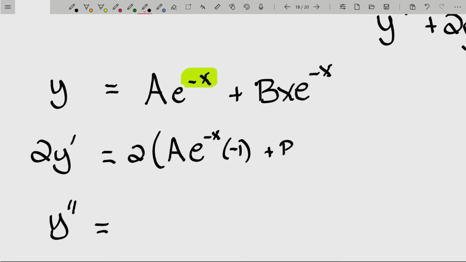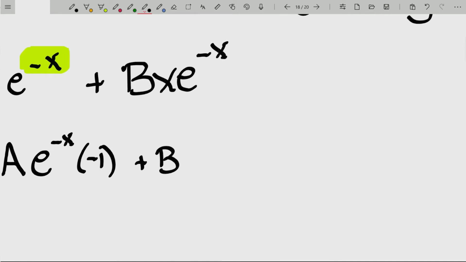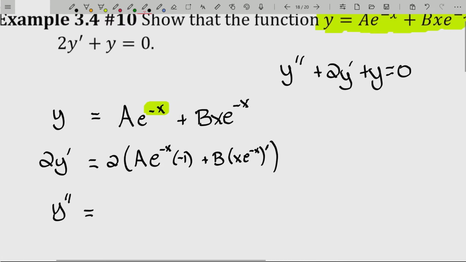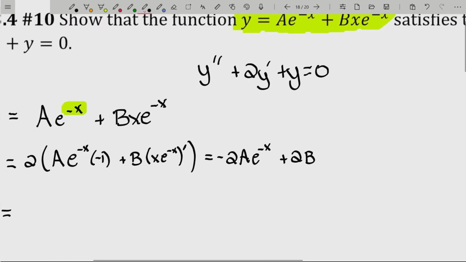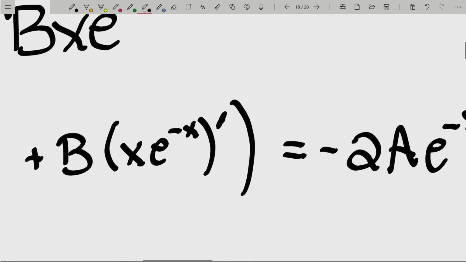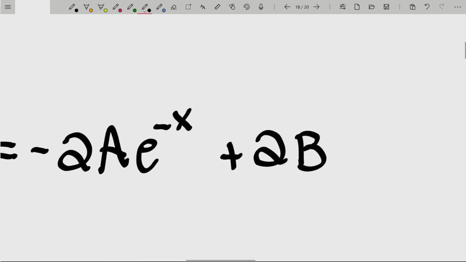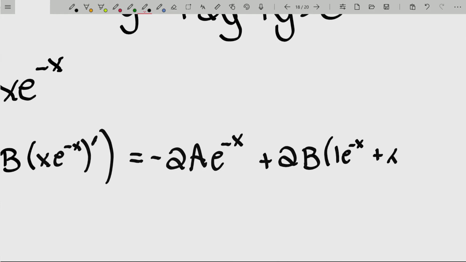Plus b, and this one I'm going to go ahead and write it this way, times x e to the negative x, we are going to take its derivative. Okay, let's go ahead and do that. I'm going to distribute the 2 through as well. So this becomes a negative 2a e to the negative x plus 2b. And now we're going to take the derivative of this product. The derivative of the first is 1 times e to the negative x. So 1 e to the negative x. And then remember product rule, you're using summation. So plus the first times the derivative of e to the negative x.